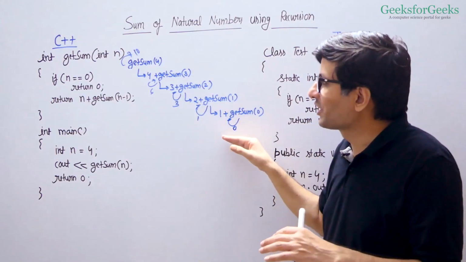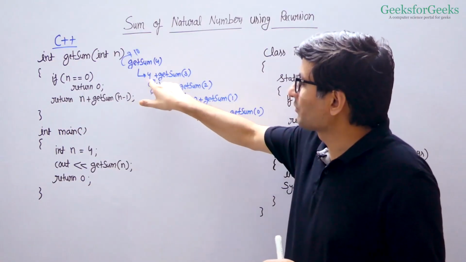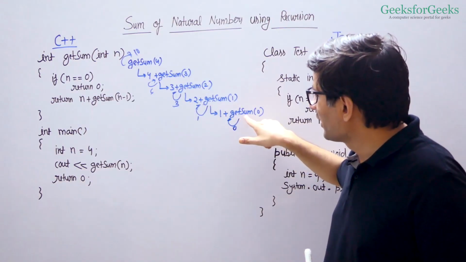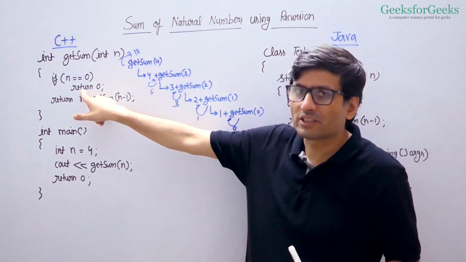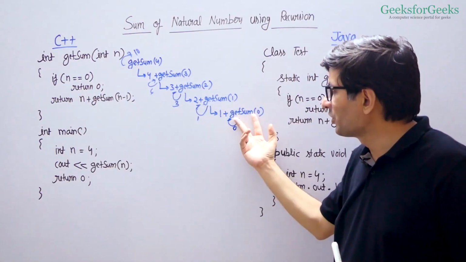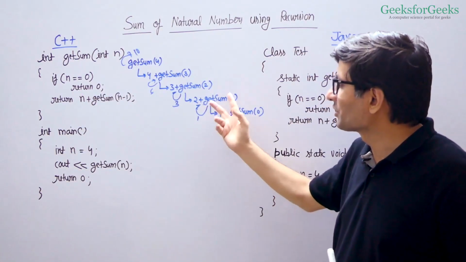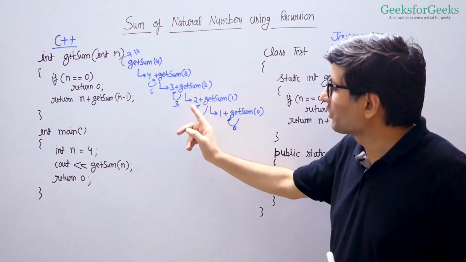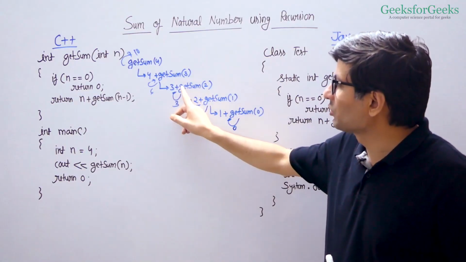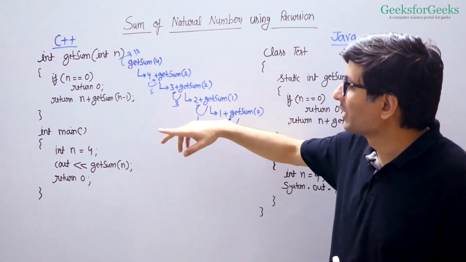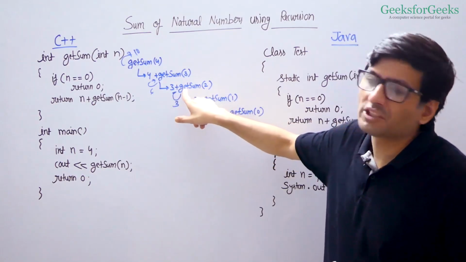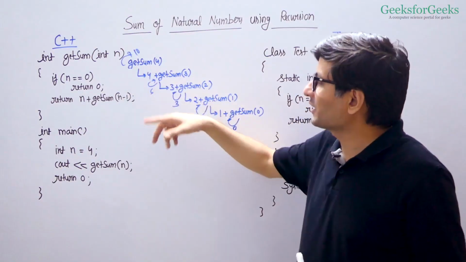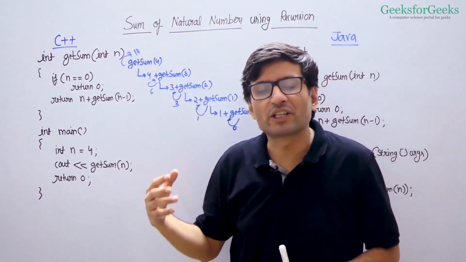Now, how does this execution flow happen? Get sum 4 calls 4 plus get sum 3, and then this calls this, and this calls this, and when get sum 0 is called, it returns 0, right? It falls into this base case and returns 0 immediately. When it returns 0, its caller is going to return 1 plus 0. So get sum 1 is going to return 1 plus 0, 1. And get sum 2 is going to return 2 plus 1, 3. So get sum 2 is going to return 3 to the caller. And caller is going to do 3 plus 3, 6. And it's going to return 6 to its caller. And this caller is going to return 4 plus 6, 10. So this function returns 10 to the main function.